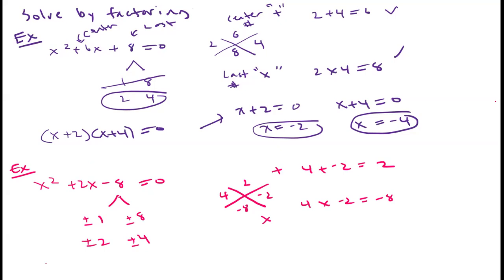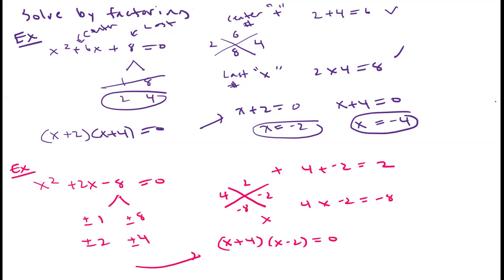So I'm going to have x plus 4 times x minus 2, equals 0.